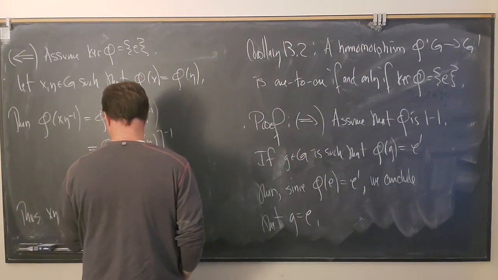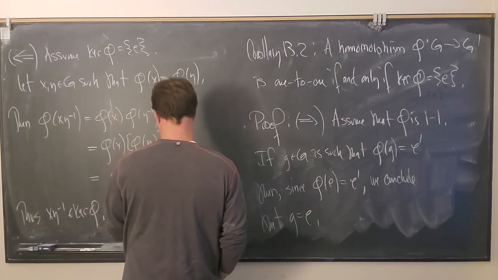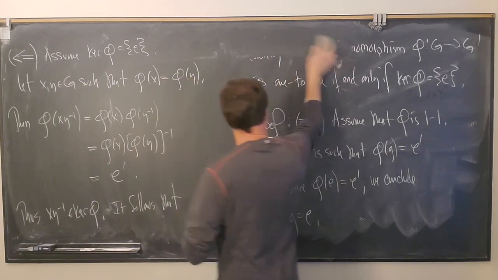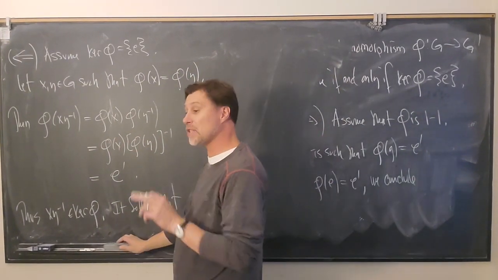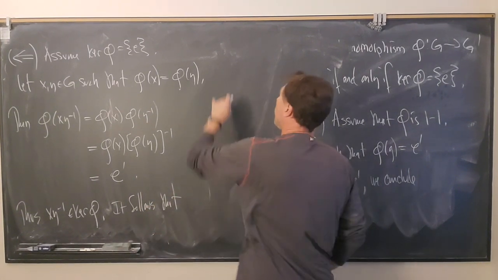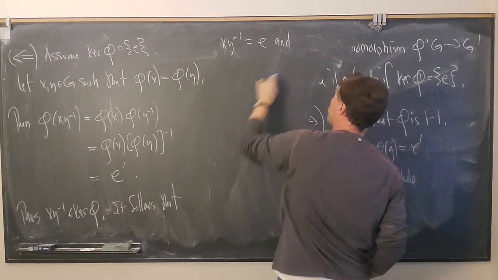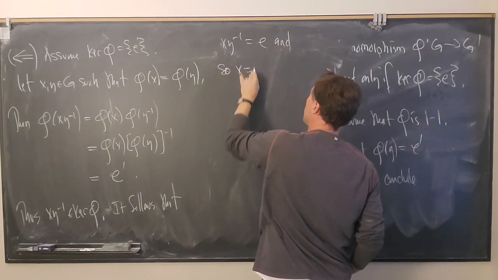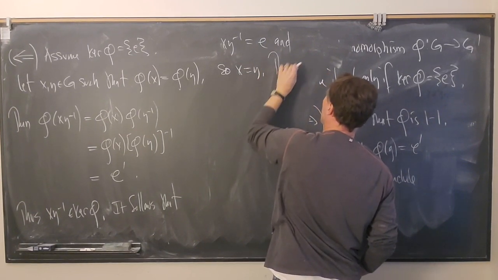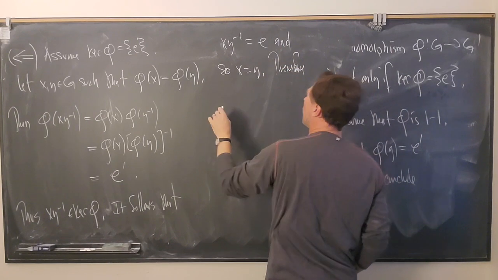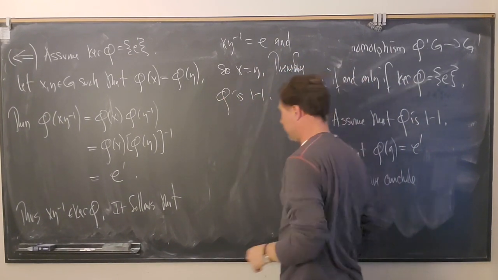So it follows that, now this is kind of fun, the way this works out, x y inverse equals the identity. x y inverse equals e, and so x is equal to y. Therefore, phi is 1-to-1. That's the end of the proof.